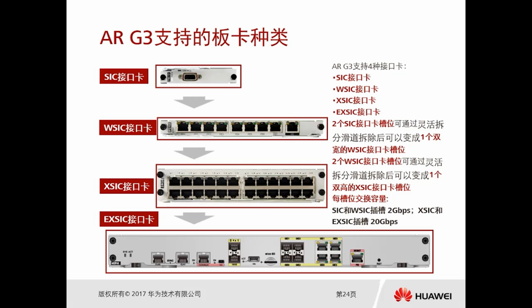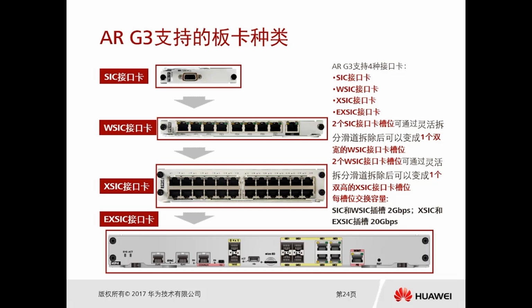Moving on, I can go through. Everyone can take a look. I can add two more WSIC interface card slots. After the same split, then I can turn into a dual high XSIC card slot. So in fact, everyone is very vivid. This is WSIC. If I can stack them up and down in two layers, it has actually turned into such an XSIC interface slot.